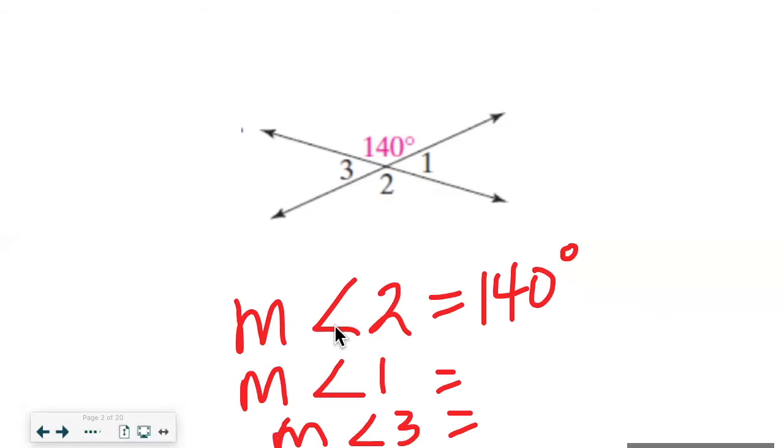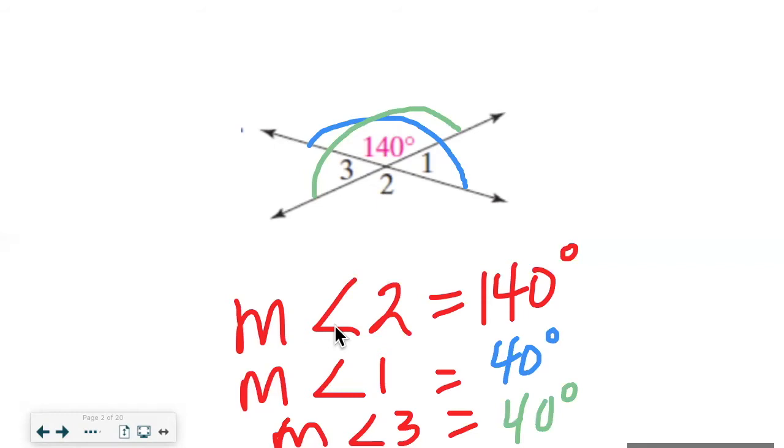So these two angles are supplementary to each other. If 140 is one of the angles, the other angle, angle 1, must be 40 degrees, because 140 plus 40 gives you 180. Now you could also look at it, I'll use a different color for this. You could say that angle 3 is supplementary to the 140-degree angle. That means angle 3 is also 40 degrees. And obviously angles 1 and 3 are vertical angles, so that makes them congruent also.